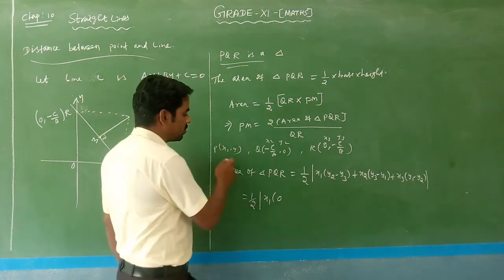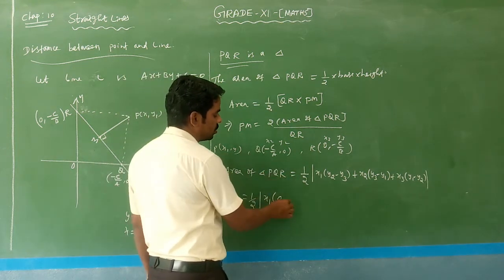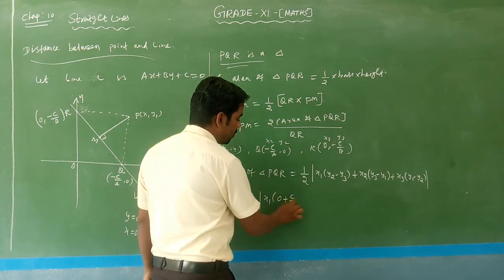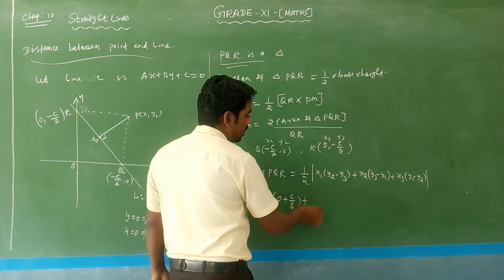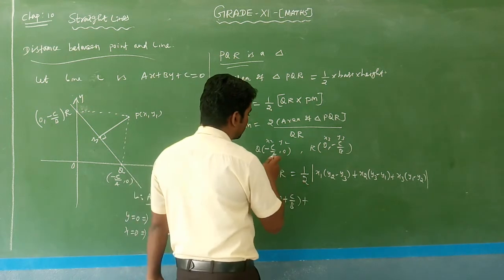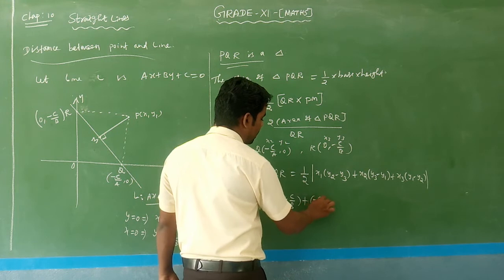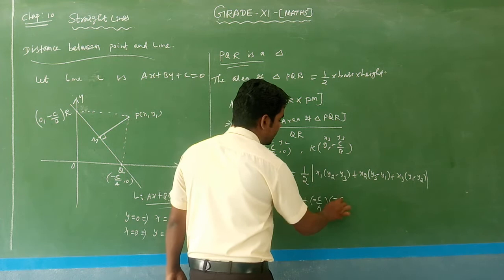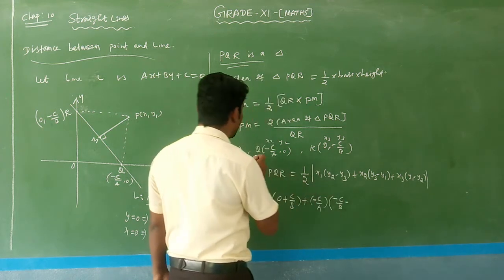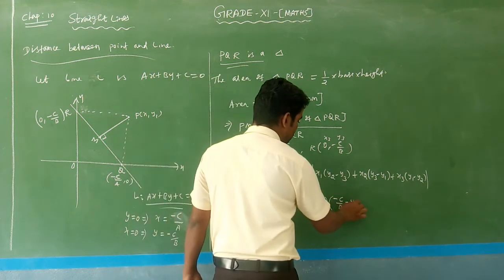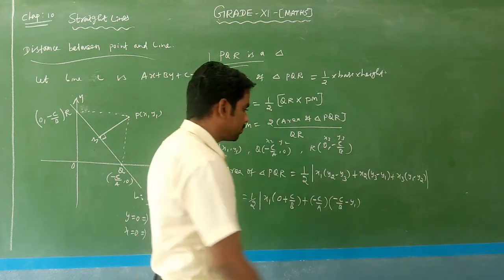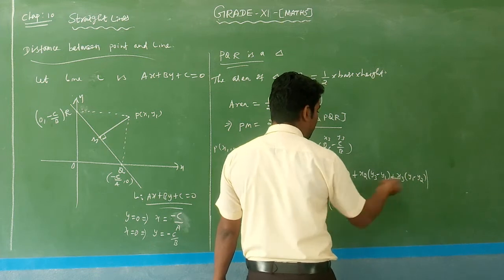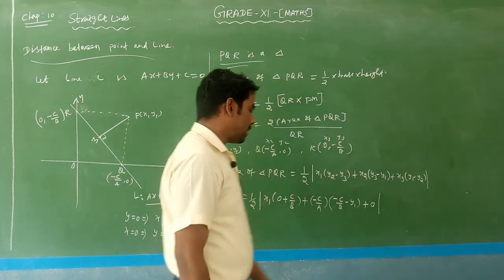So x1 times (y2 minus y3): y2 is 0, minus the y3 value, minus c by b, so plus c divided by b. Plus x2, here x2 is minus c by a, into (y3 value, minus c divided by b, minus y1 value, which is y1). Plus x3 is 0 into anything, 0. Okay, right.